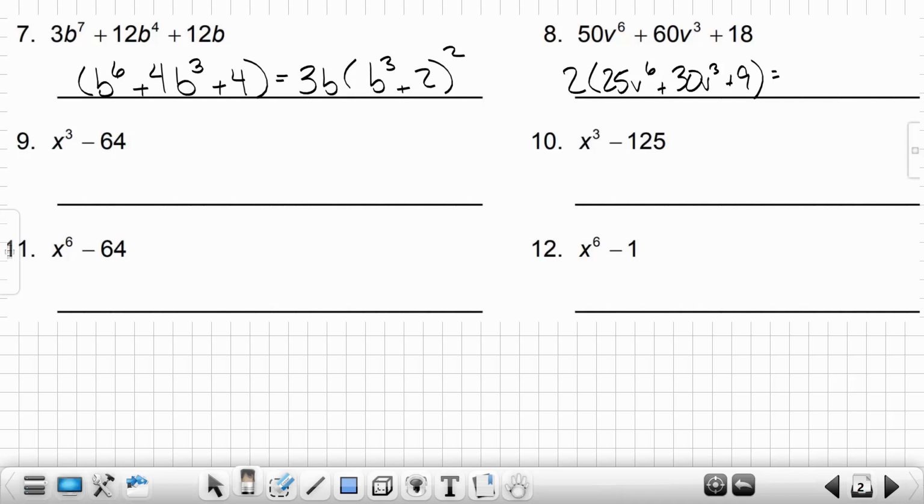What's the square root of 9? Okay. Is 2 times 5 times 3 30? Yes, it is. So this is a perfect square trinomial.